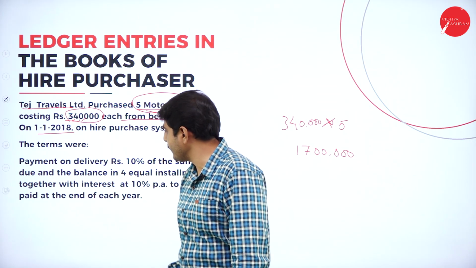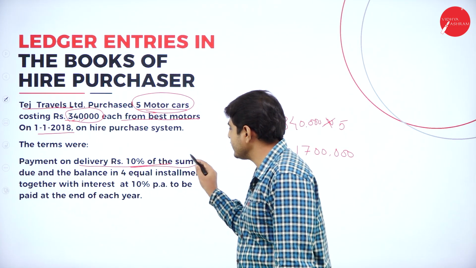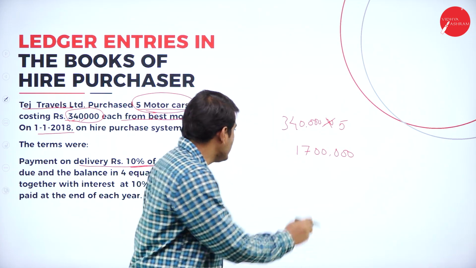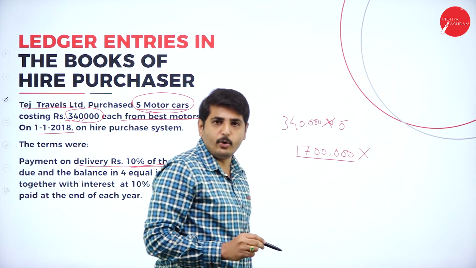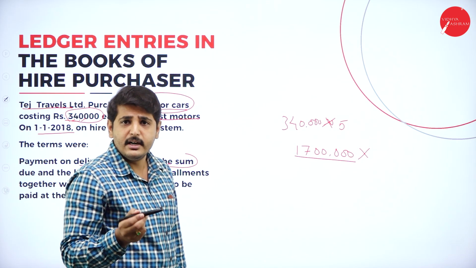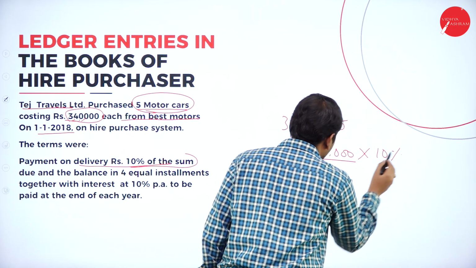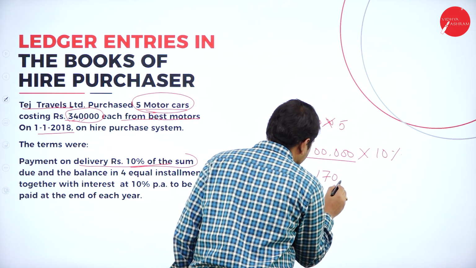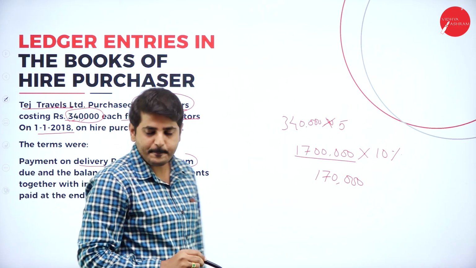Next, these are the conditions. What are the terms? Let's see. Payment on delivery, 10% of the sum. What is the sum? Total sum is 17 lakh. On this, how much is he paying as a down payment? Payment on delivery means down payment. How much is he paying? 10%. That means 1,70,000 he has to pay as down payment on the same day.